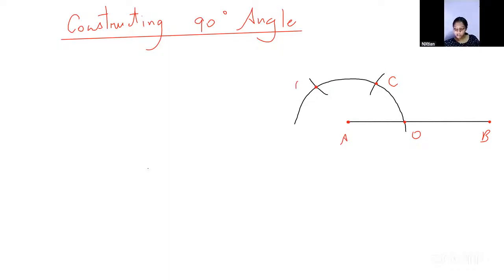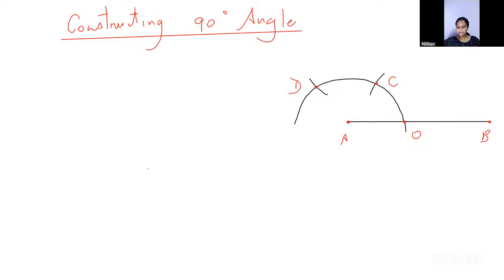Okay. Now, after marking C and D, that is 60 and 120 degree, you can change your compass radius to make it a bit wider. But only after marking C and D. Till marking O, C and D, keep the same compass distance. After C and D, you can change the compass distance.